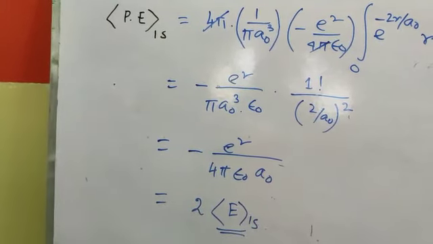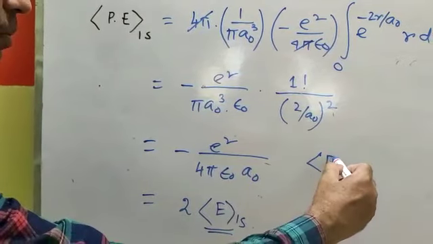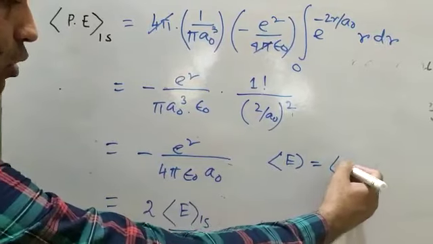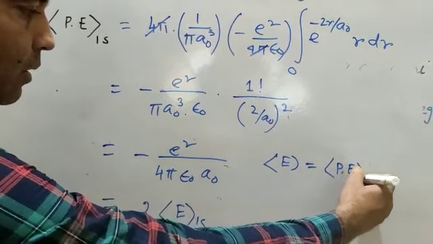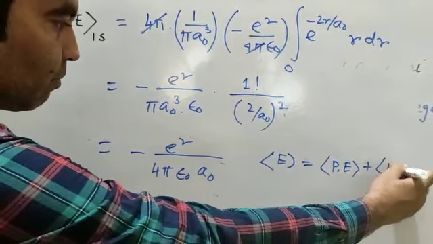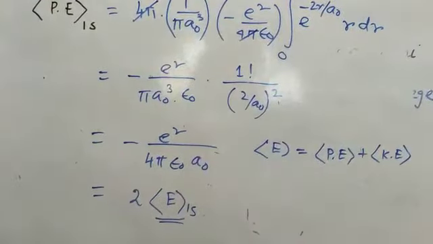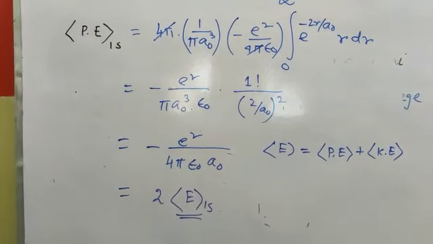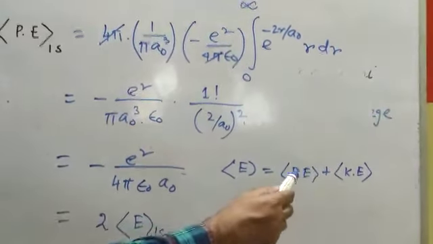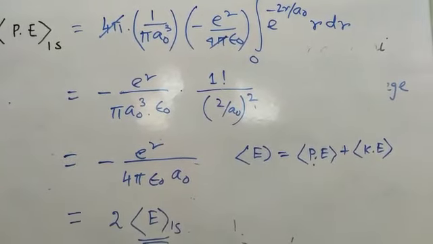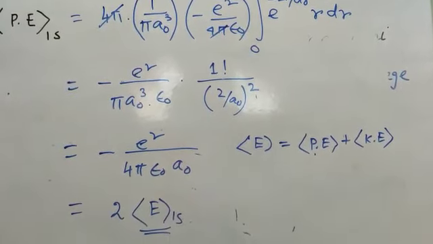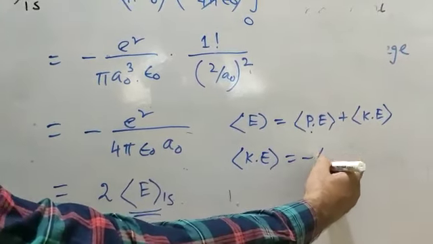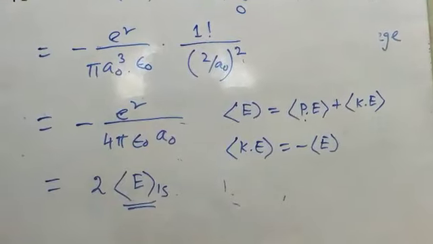Actually we know that for any system, the total energy is a summation of kinetic energy and potential energy. So the average total energy is the average potential energy plus the average kinetic energy. And already we have proved that this potential energy is twice the total energy. So we can replace the potential energy by twice the average E. Then the average kinetic energy becomes equal to minus the total energy.